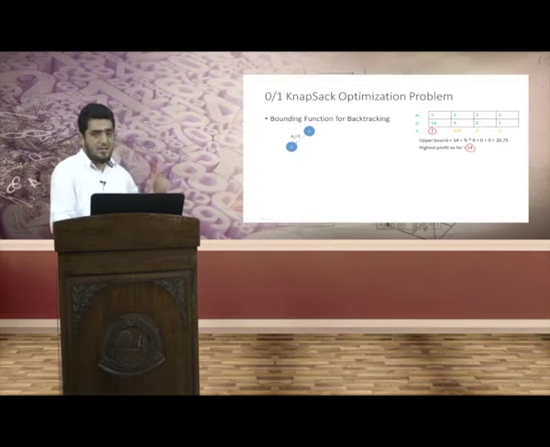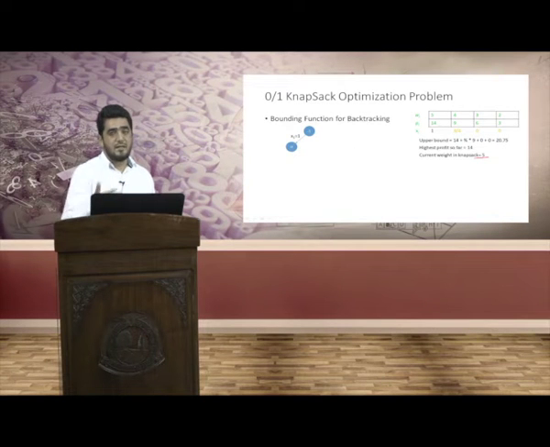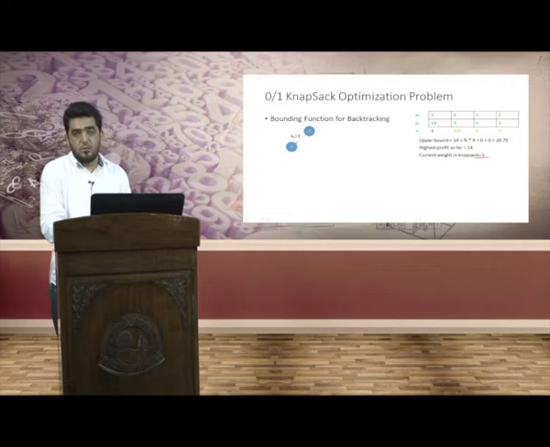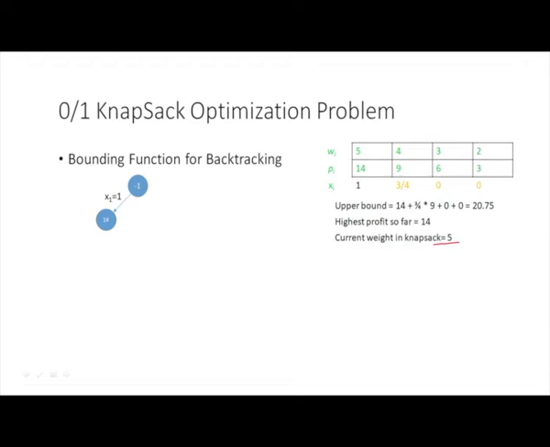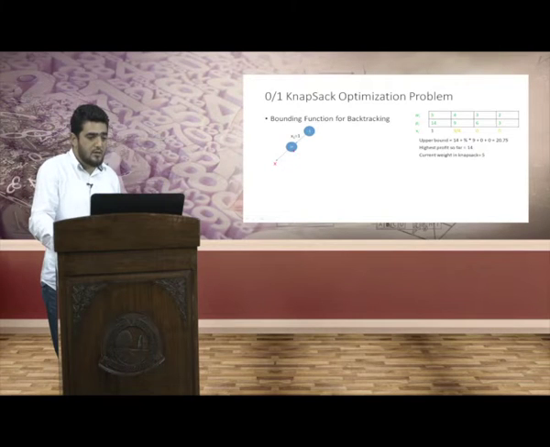In this example, as you can see, we keep a variable remembering the current weight in the knapsack, because we will have to verify whether the current weight is less than or equal to m or not. Only then can we continue. If it is greater than the capacity of the knapsack, then we will have to stop. The current weight added to the knapsack is 5, which is the weight of item number 1 that we just considered, and the highest profit so far is 14, which is the profit obtained from item number 1. Now the live node is this node here.